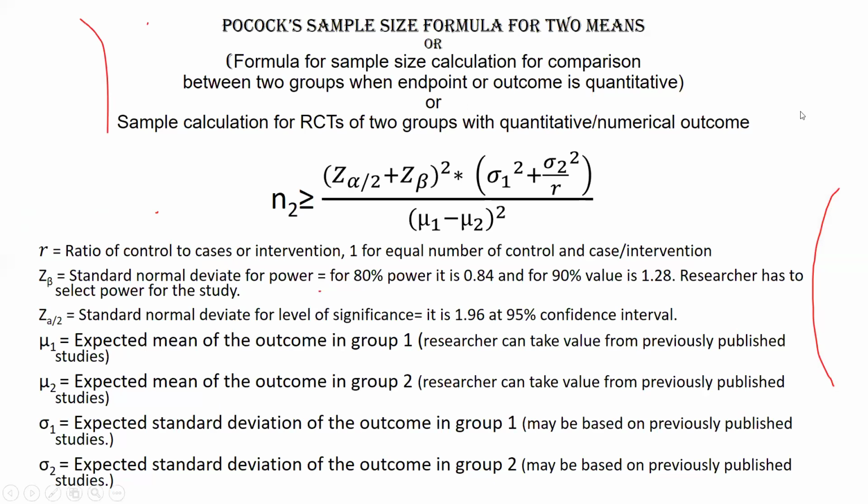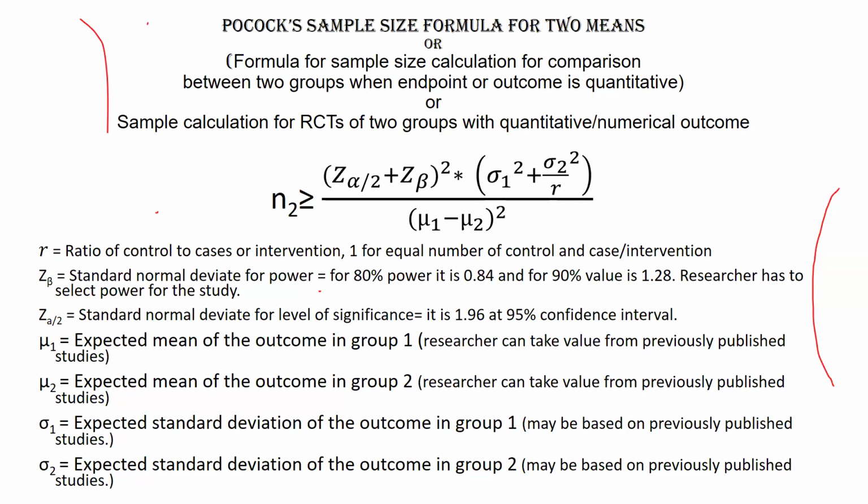So this is Pocock's formula, sample size formula for two means. We are comparing two means now. Earlier, we were comparing two proportions or two binary outcomes, two frequencies. Now we are comparing two means: mean hemoglobin, mean systolic BP in intervention and control, mean depression score, mean creatinine level in CKD patients, intervention and control.